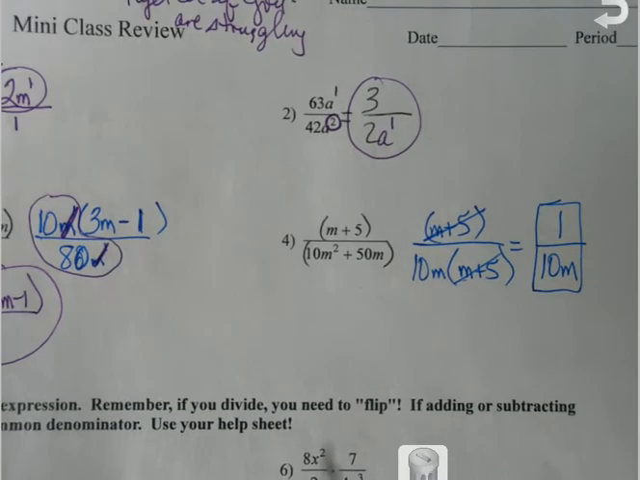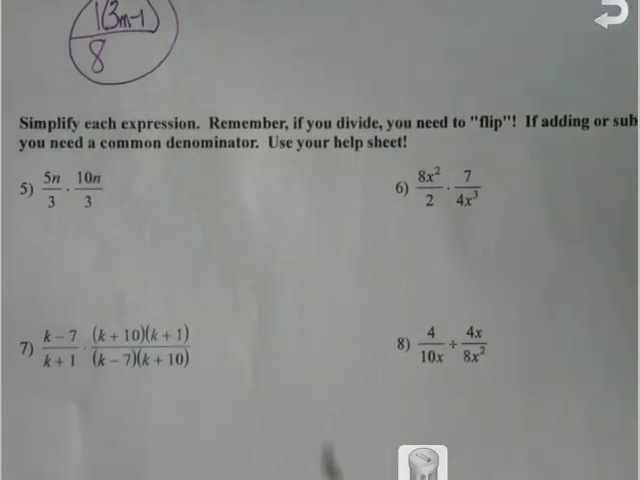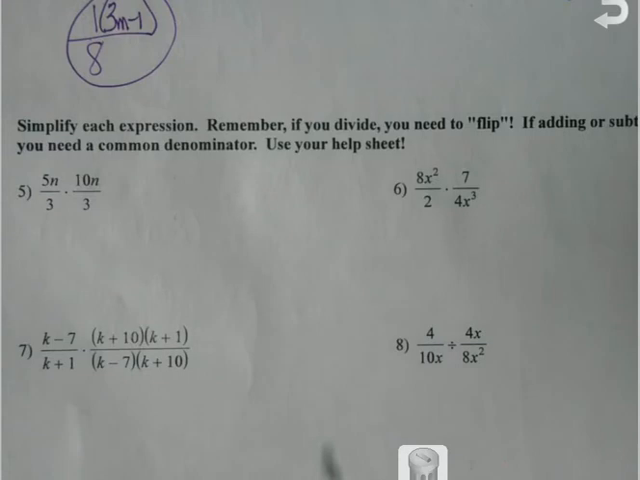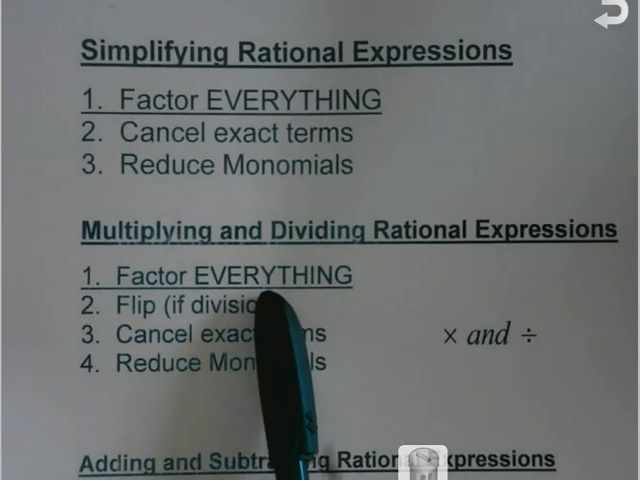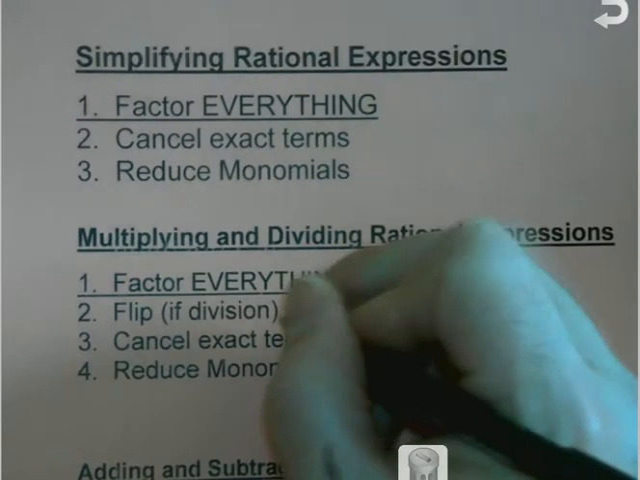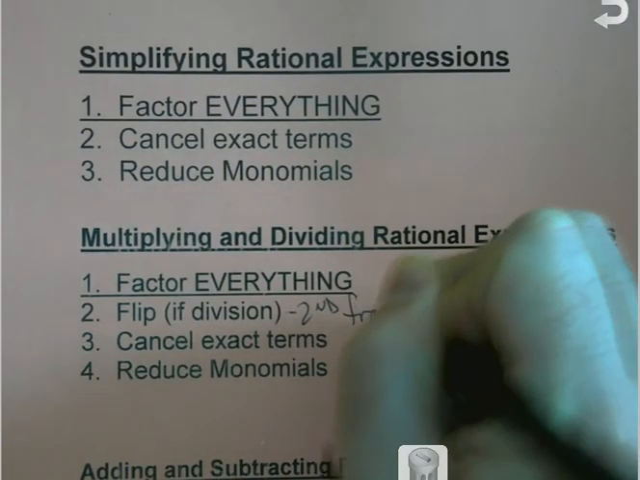So then the next part kind of goes the same way. We just build on it a little. We're going to simplify each expression. Remember, if you divide, you need to flip. If you're adding or subtracting, you need a common denominator. Use the help sheet. We're doing all multiplying and dividing up here. So again, we want to factor everything if we can. If it's division, we flip. Let's even do this. We flip the second fraction, that is, and it matters.